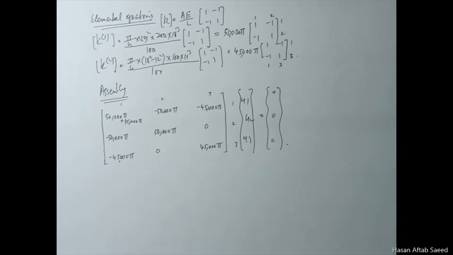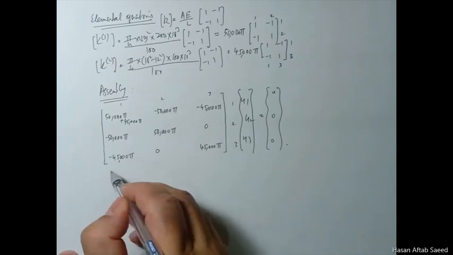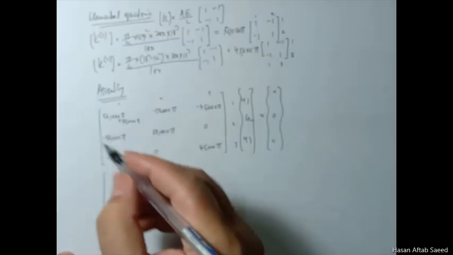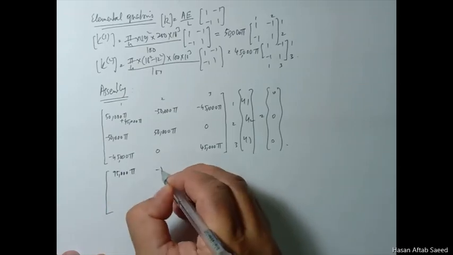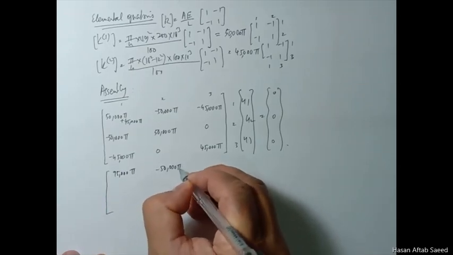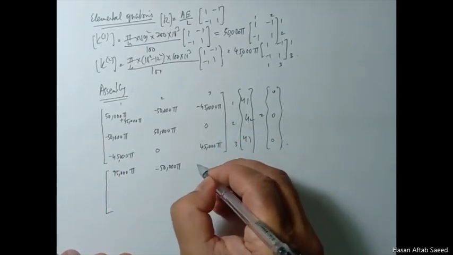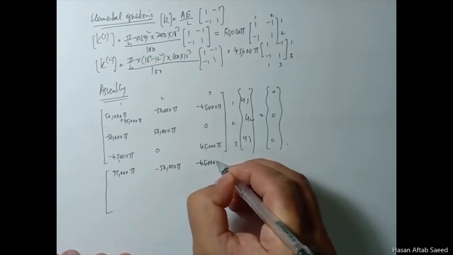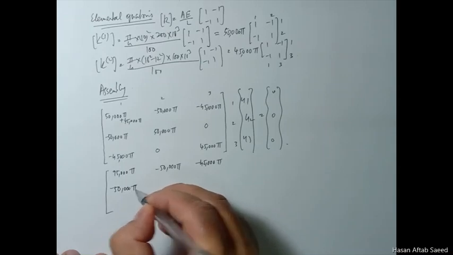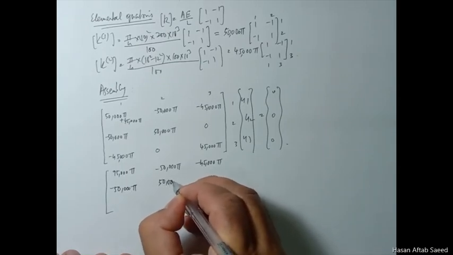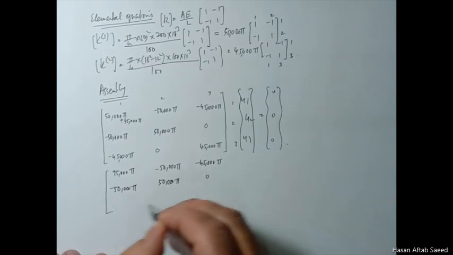Now this one is your system equation. Now if you add them together, you get 95,000 pi, minus 50,000 pi. You're just simplifying the earlier step, nothing new here. 1,000 pi, minus 50,000 pi, 50,000 pi, 0.